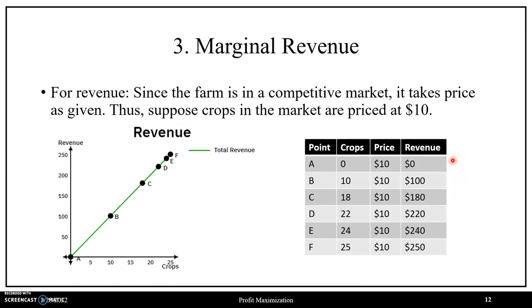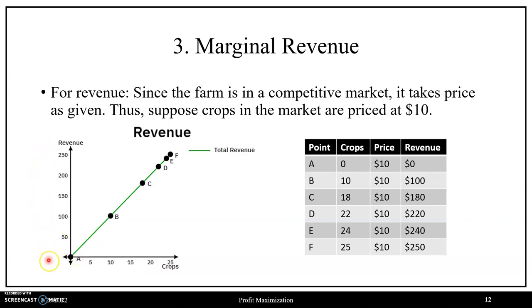Now, moving on to our revenue structure. Since the farm is in a competitive market, it takes the price as given. So, suppose that the price of crops in the market is $10. We know that revenue is going to be price times quantity, so this is going to be 10 times the quantity of crops being sold by this farm. And since price acts as our slope, and it's constant, this gives us a positive and linear relationship between crops and revenue, as we see in our graphical representation of total revenue on the left.